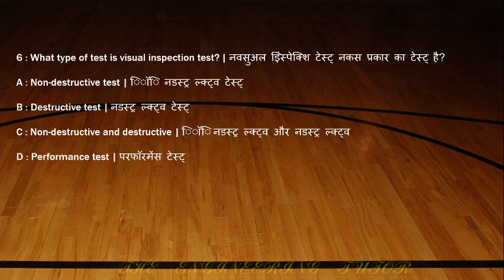What is the type of test in visual inspection? Visual inspection is a type of non-destructive test. By inspecting it visually, it will not destroy the object. So it is a non-destructive test.